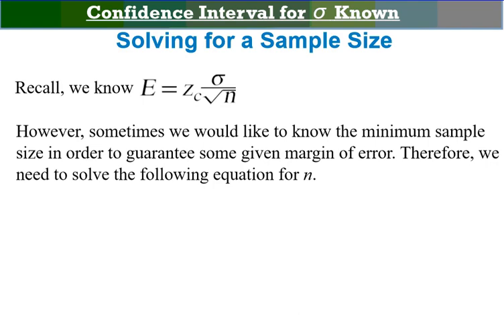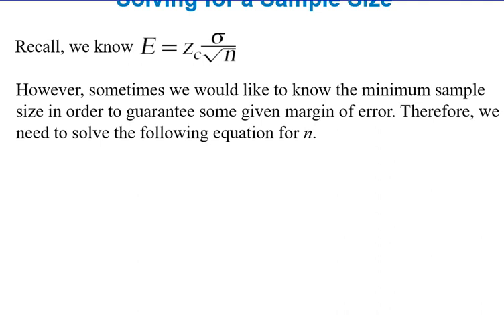Last thing we're going to do is kind of work a situation backwards. So recall our margin of error calculation is found by taking our critical score and multiplying by the population standard deviation divided by the square root of n. However, sometimes we need to know how many people we need to sample in order to get some given margin of error. So let's say I want to be within a certain amount above or below. So I'm defining how wide my interval needs to be. I want to know how many people, how many items should be in my sample. So what we're going to need to do is solve for n in this equation.